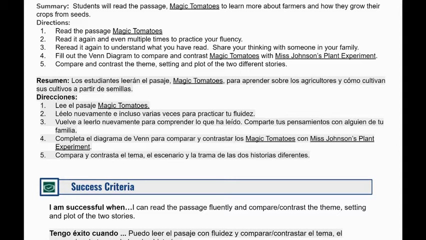Then we will fill out the Venn diagram to compare and contrast Magic Tomatoes with Miss Johnson's plant experiment from last week. We will compare and contrast the theme, setting, and plot of the two different stories. In order to be successful, students will read the passage fluently and compare and contrast the theme, setting, and plot of our two stories.